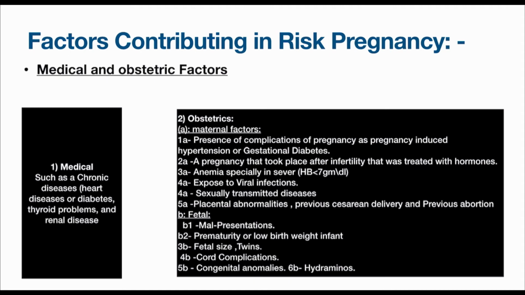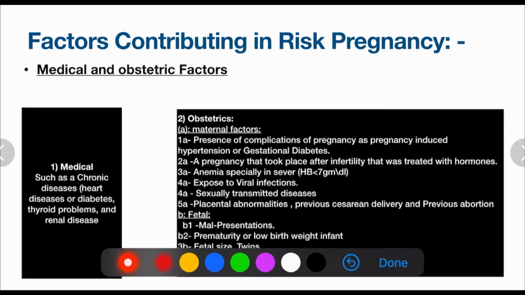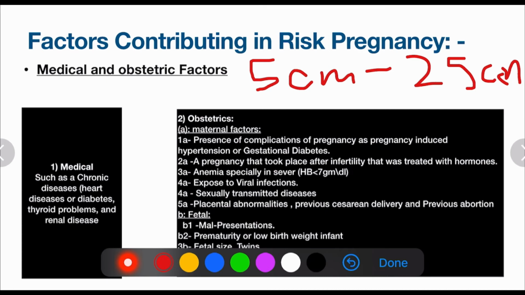Prematurity or low birth weight infant, fetal size, twins, cord complication, congenital anomaly, and one of the important factors is hydramnios. Hydramnios refers to the amniotic fluid that surrounds the baby in the uterus. The normal range of the amniotic fluid index is about 5 cm to 25 cm. Anything less than 5 we call oligohydramnios, and above 25 it's polyhydramnios. This is the normal range of the amniotic fluid.